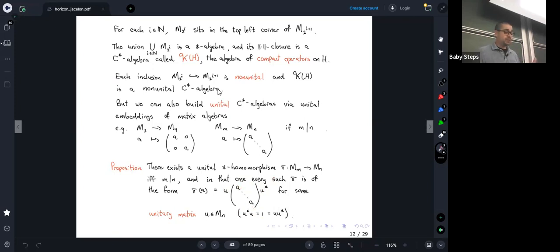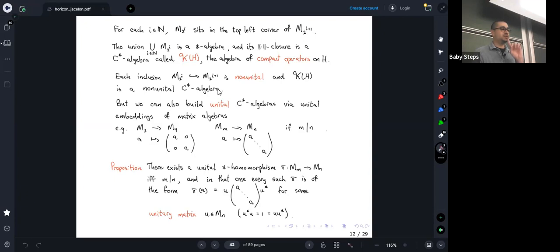In particular, what this tells us is that any two unital star homomorphisms from M_M to M_N are unitarily equivalent. So the only difference between them is some unitary conjugation. All right. So now we can imagine we have a sequence like M2 sitting inside M4 doing this doubling map, and then M4 sitting inside M8. When I say sitting inside, I mean we have an injective star homomorphism from one to the other. And then we have an injective star homomorphism from M4 to M8, again, by doing the doubling map.